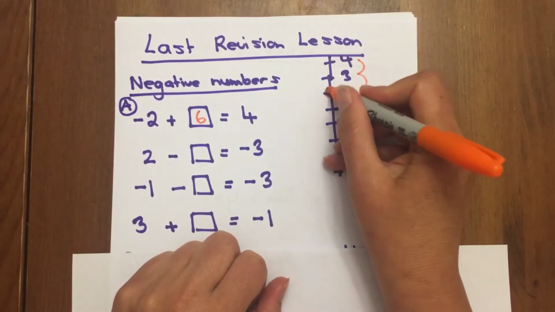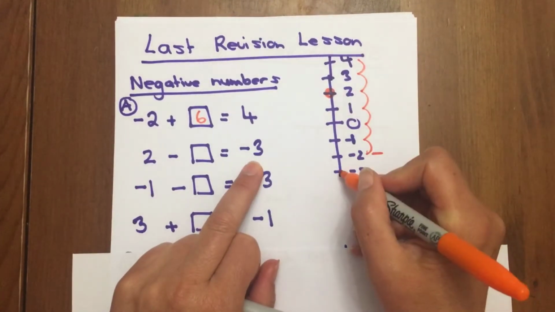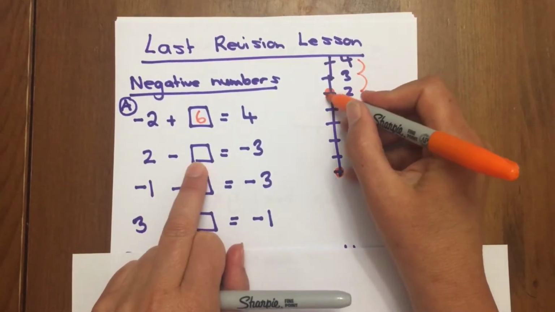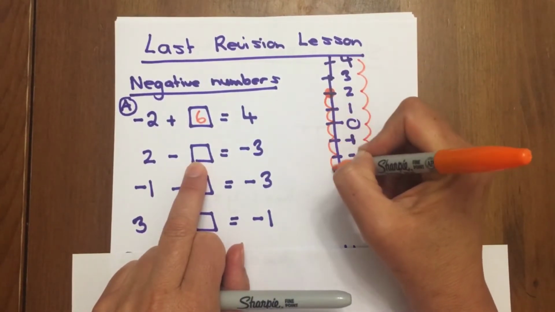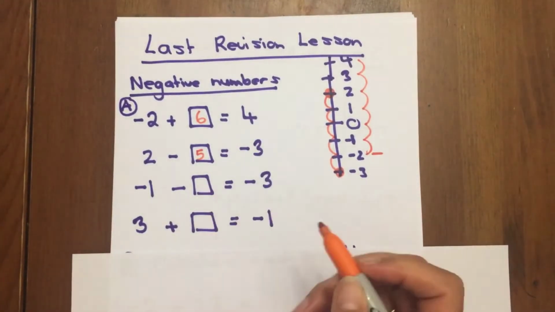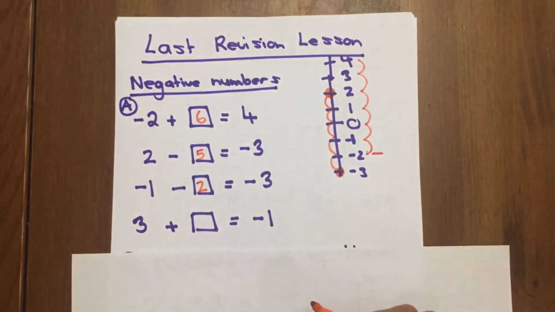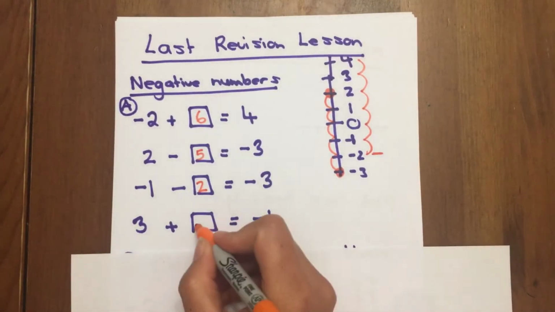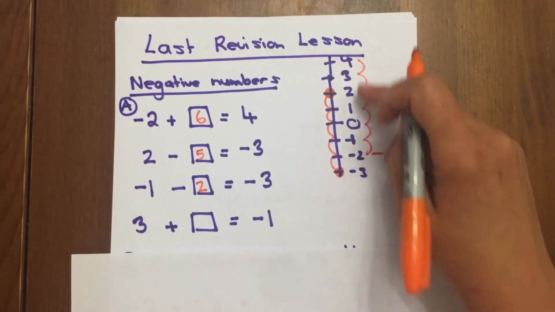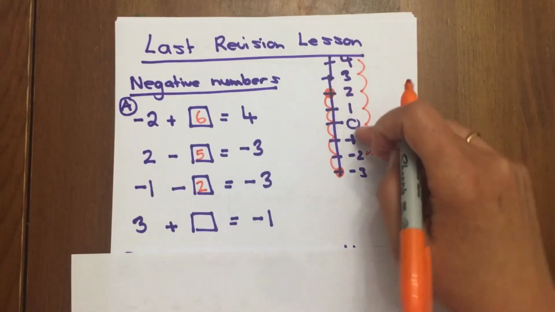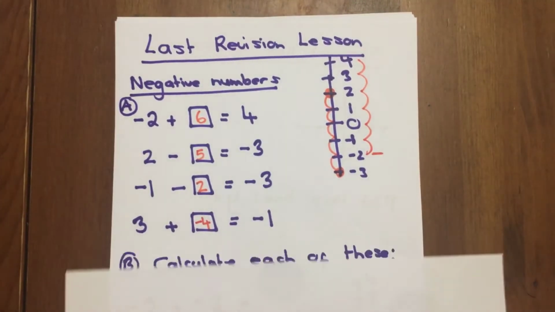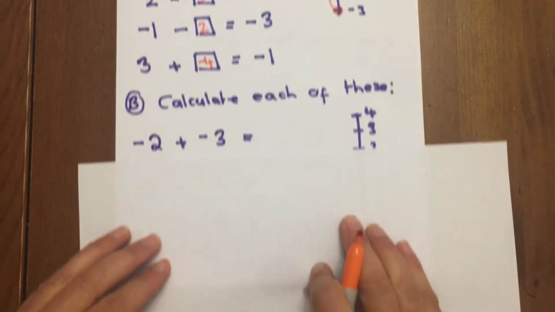Start at 2 and go down so many to get to -3. So we're starting at 2. We want to get to -3. How many have we gone down? 1, 2, 3, 4, 5. This answer will be 2. This answer, we want to get from 3 to -1. So we have to go down 1, 2, 3, 4. You have to go down 4. Okay, right, next one.